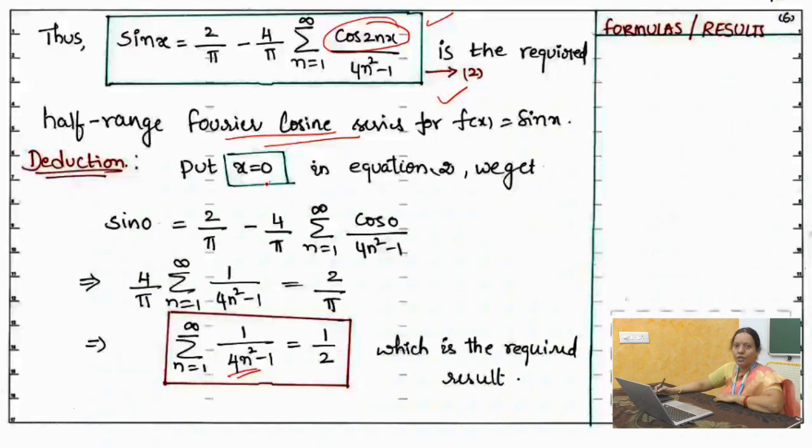Let it be equation 2. So put x equal to 0 in equation 2. We get sin 0 equal to 2 by pi minus 4 by pi sigma n equals 1 to infinity cos 0 by 4n square minus 1. Here cos 0 is nothing but 1, so 1 by 4n square minus 1. Sin 0 equals 0. So after simplification, you get sigma n equals 1 to infinity 1 by 4n square minus 1 equals 1 by 2, which is our required result.